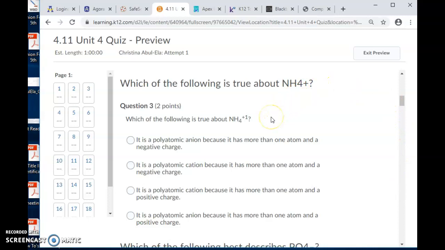Question 3. Which of the following is true about ammonium, which is NH4 +1? It is a polyatomic ion because it has more than one atom and a negative charge. I'm sorry, let me read that again. It is a polyatomic anion because it has more than one atom and a negative charge. It is a polyatomic cation because it has more than one atom and a negative charge. It is a polyatomic cation because it has more than one atom and a positive charge. It is a polyatomic anion because it has more than one atom and a positive charge.